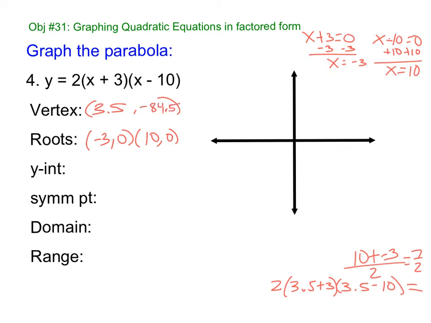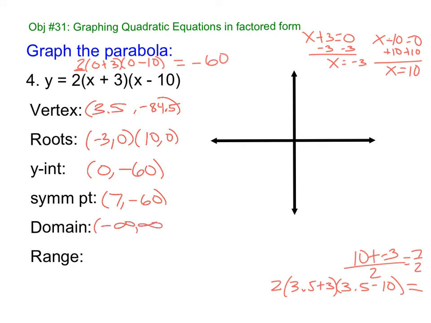And then to get our y-intercept, plug in 0. So 2 times 0 plus 3, times 0 minus 10. Don't forget that 2. You get negative 60. So 0, negative 60, double the vertex, 3.5 doubled is 7, negative 60, negative infinity to infinity.